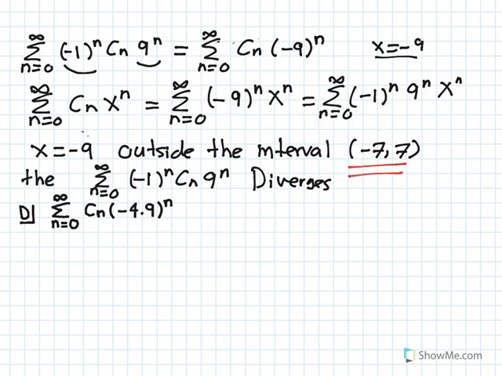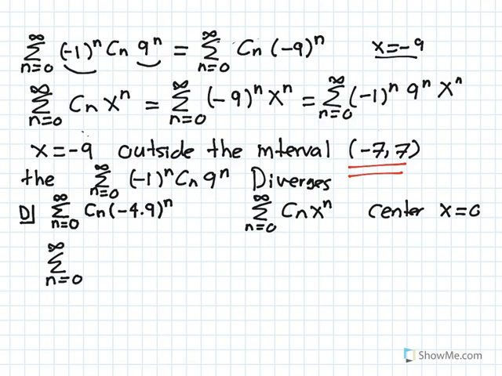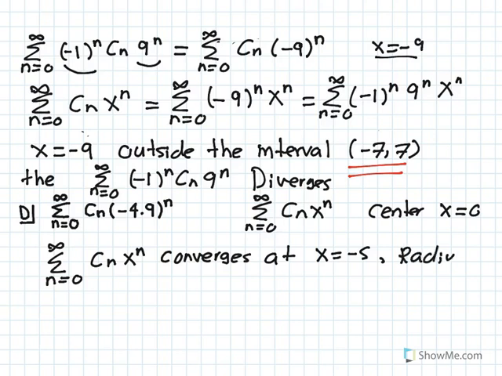All right, let's look at question D. Here we have summation c sub n times negative 4.9 to the power of n. Now the center of this series, like before, is simply x equals 0. So n equals 0 to infinity, c sub n, x to the power of n. The center is x equals 0. Now we know that summation n equals 0 to infinity, c sub n, x to the power of n, converges at x equals negative 5. So the radius must be at least as large as 5. So R is larger than or equal to 5.